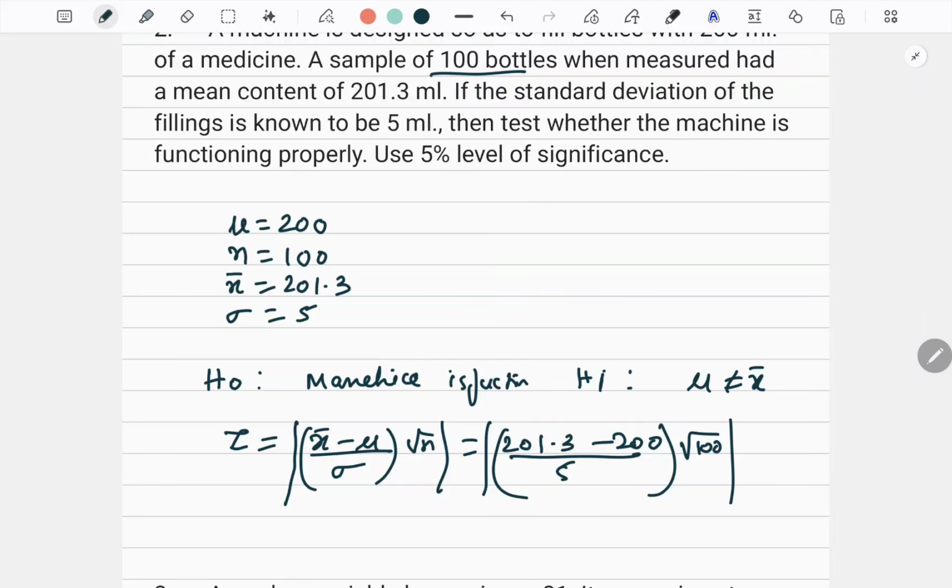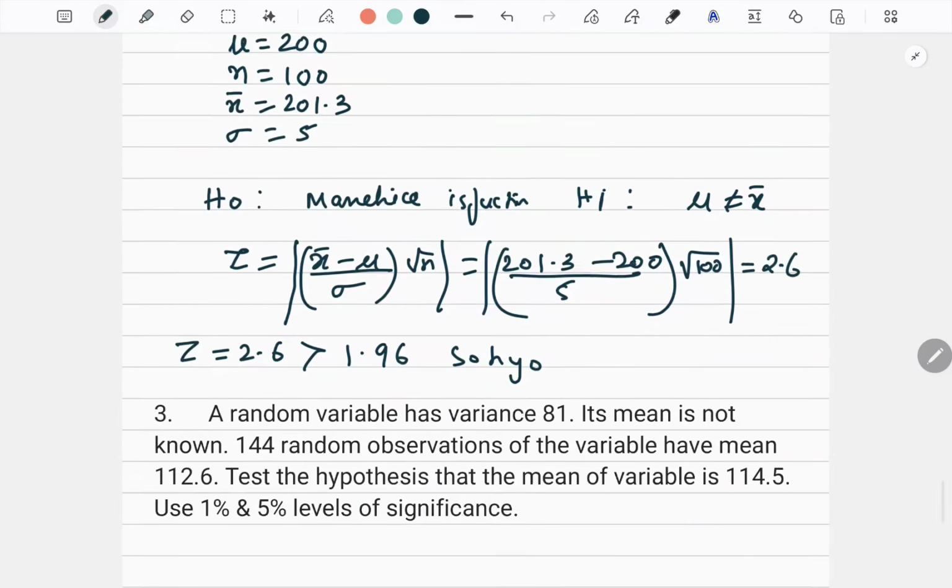Correct? So now when I solve this, I get 2.6. Right? Now, at 5% level of significance or 1% level of significance, in both cases it will be rejected for sure. So for 5% level of significance, I'll write Z is equal to 2.6 is greater than 1.96. So the hypothesis is rejected under 5% level of significance. Okay, let's move to the next question.